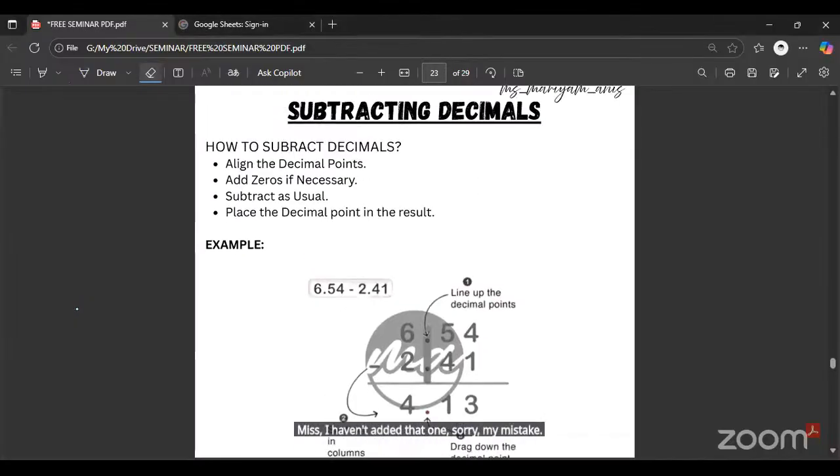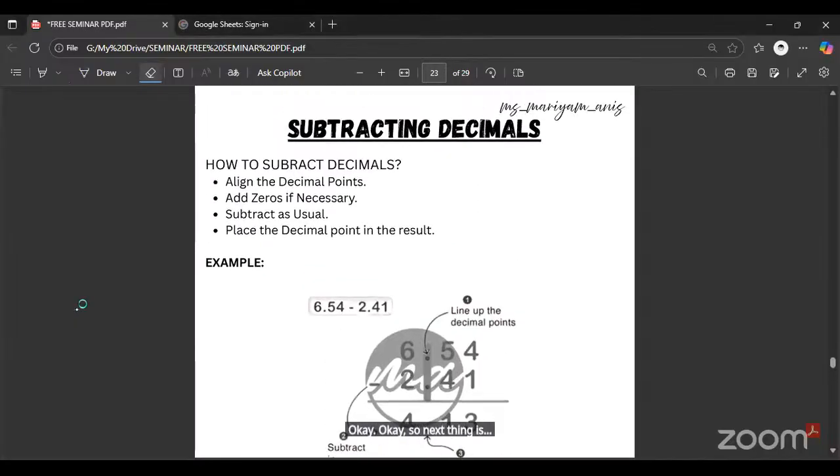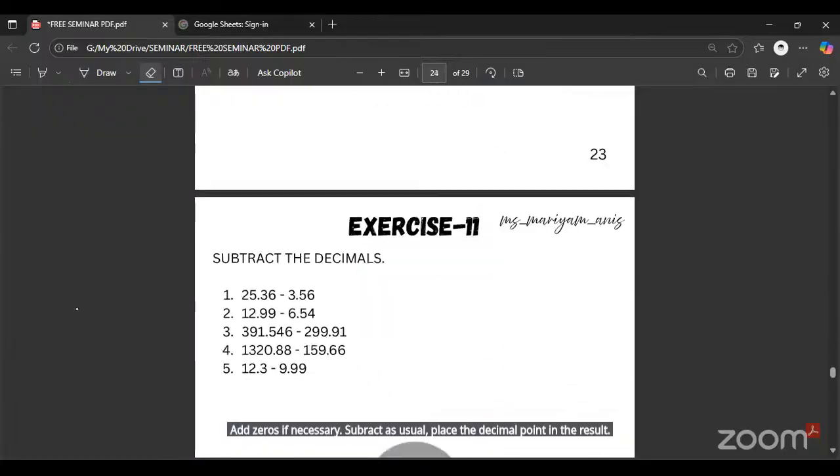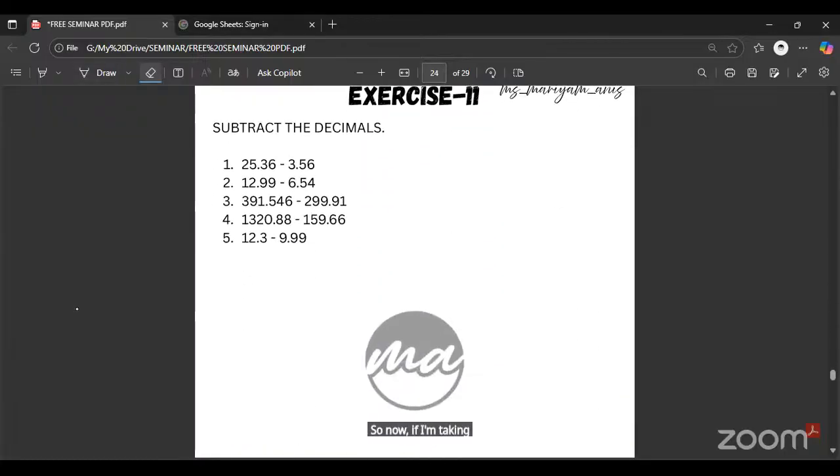Okay. So next thing is subtracting the decimals. This is also the same thing. Align the decimal points, add zeros if necessary, subtract as usual, place the decimal point in the result. So now if I'm taking an example from here, 25.36 minus 3.56. Your decimal point should be in the same line.